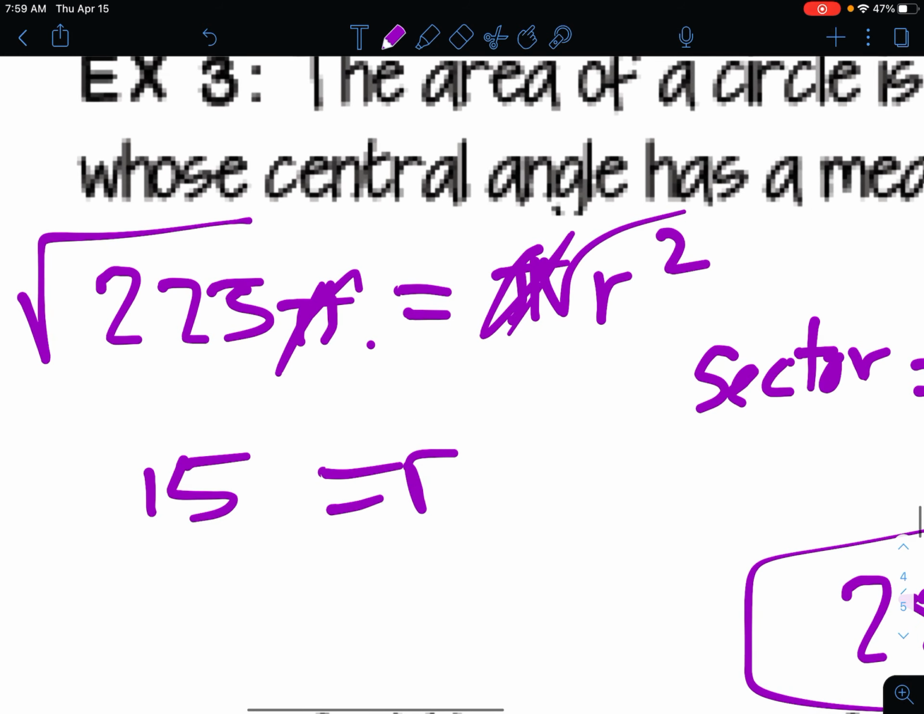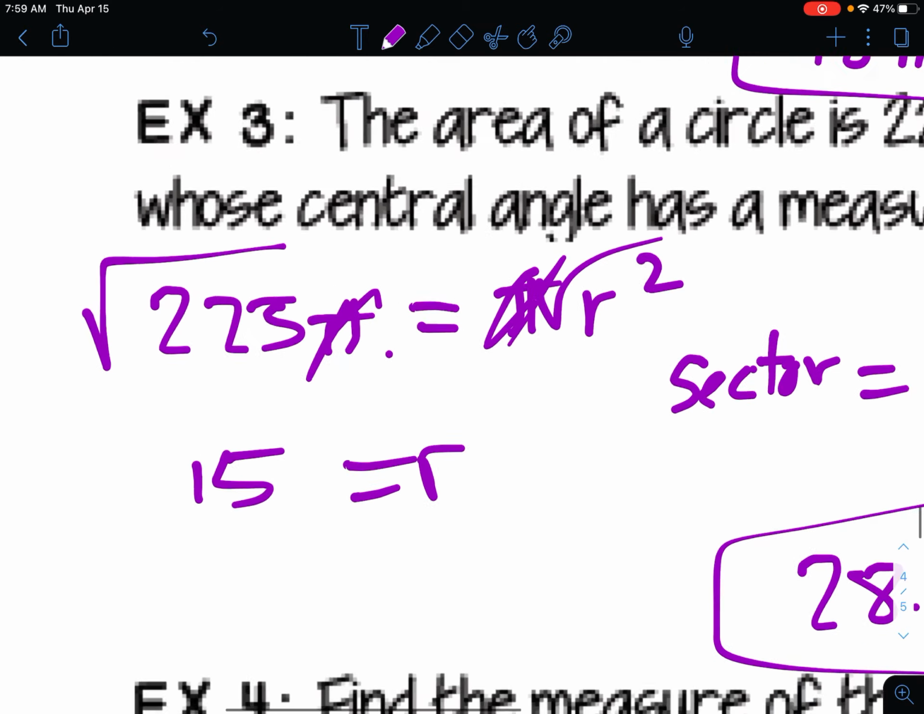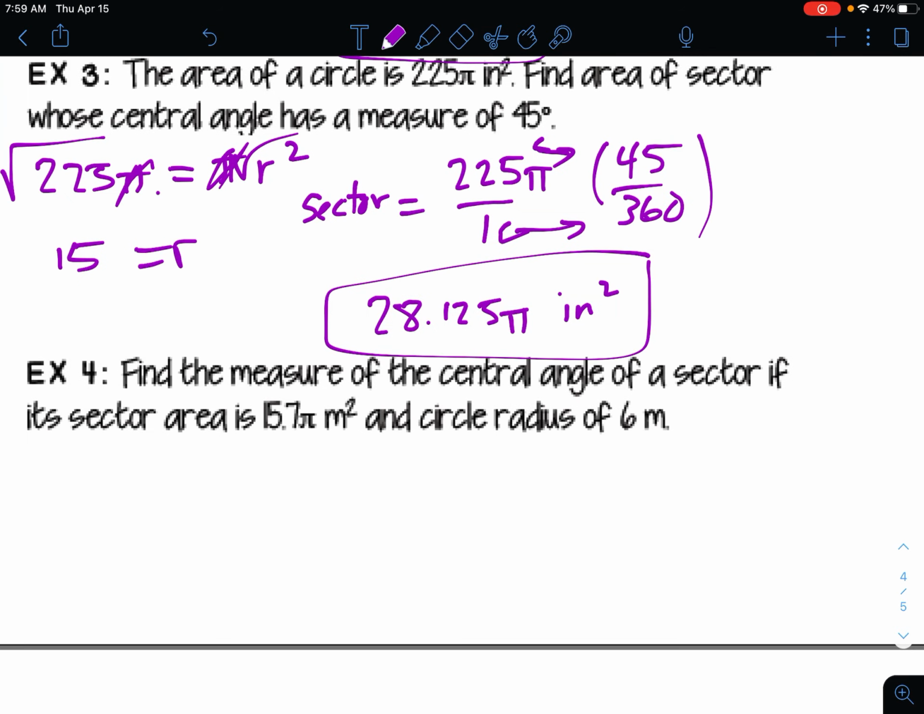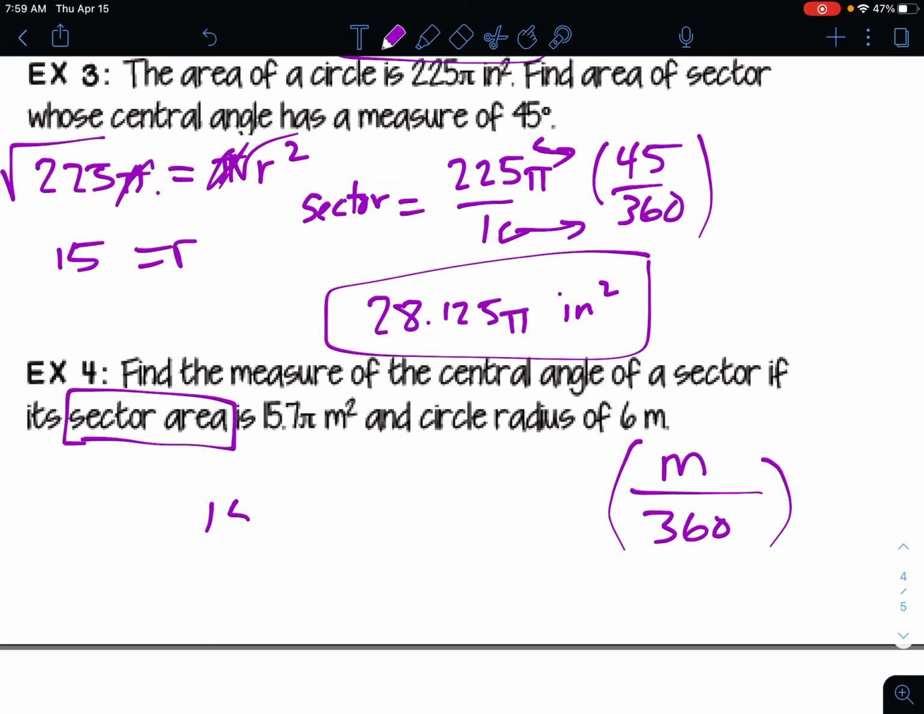Okay. Find the measure of the central angle. So now we're finding m again. And it gives us area, sector area. So this is how I know to use pi r squared versus the 2 pi r. And then the radius is 6, so this is going to be 6 squared, which is 36 pi. And now we just go through and do the steps we did before. It's just like the last question.